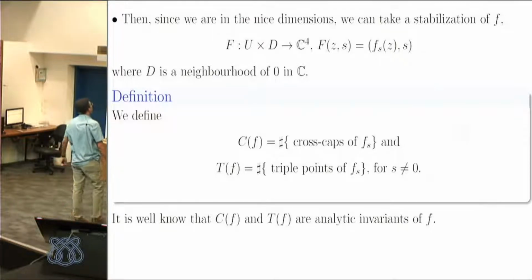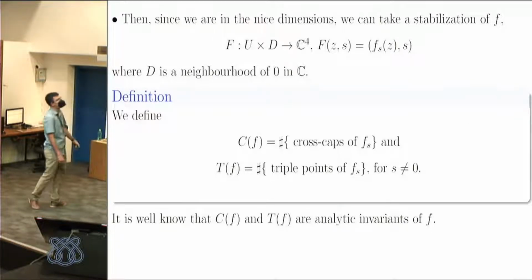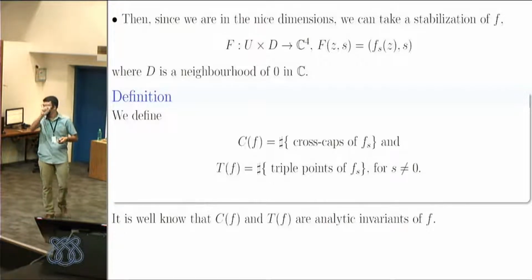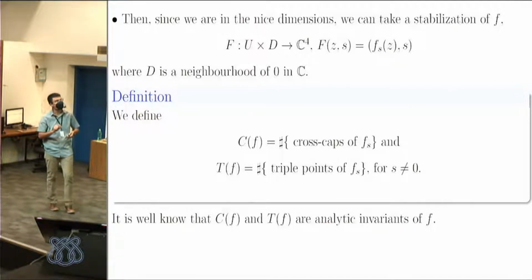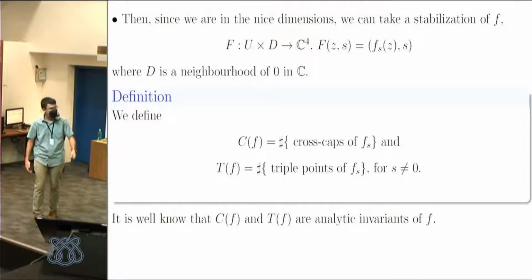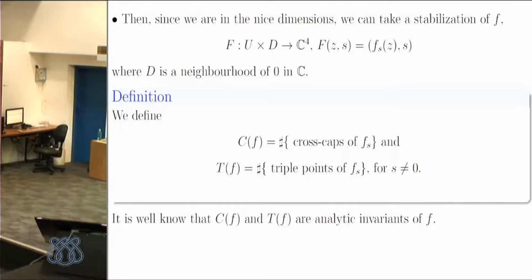In this case, we are in Mather's nice dimensions, so we can consider a stabilization. And in the stabilization, if f is finitely determinate, we can count the number of stable singularities that appear in the stabilization. So in this case, we can count the number of cross-caps and the number of triple points. And these are independent of the stabilization taken, and they are analytic invariants of f. Okay.